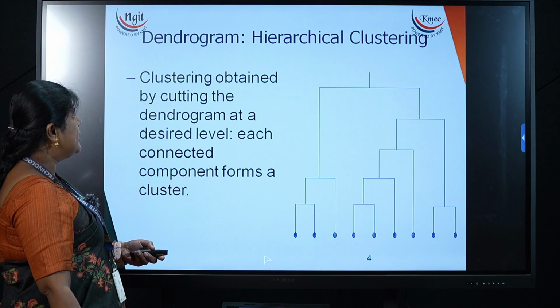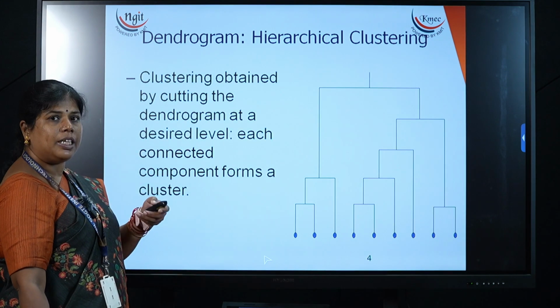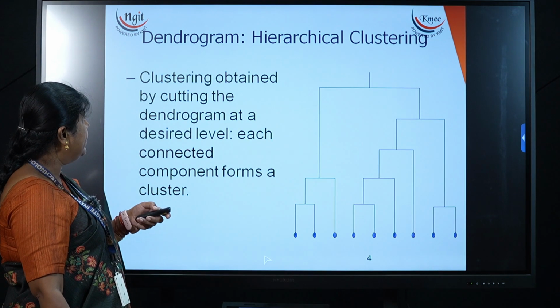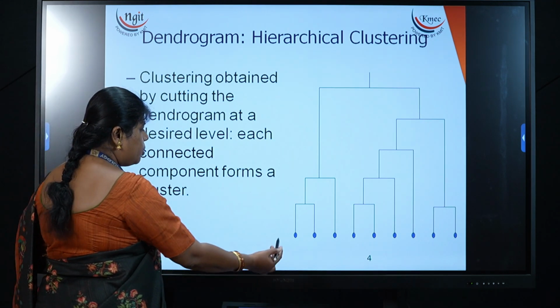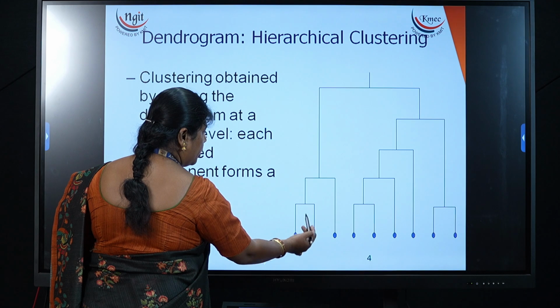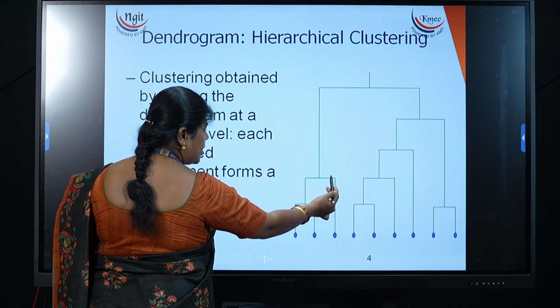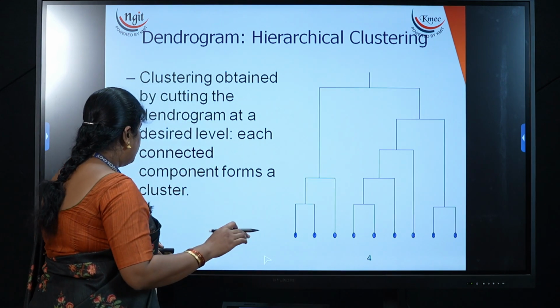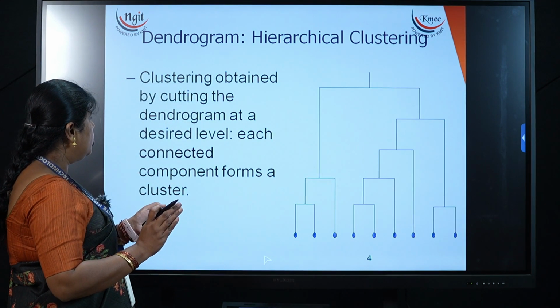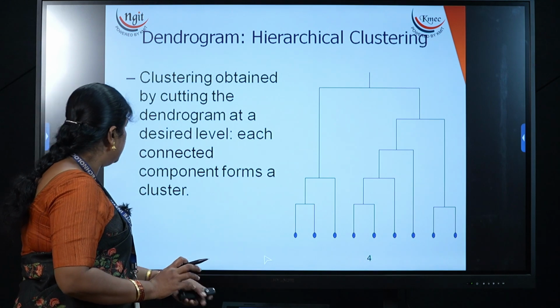As I told you, one type of hierarchical clustering is dendrogram formation, which is bottom up clustering. So these two branches are put together, and the corresponding root is combined with another root. Like that, all combinations will be done and you will get a dendrogram.